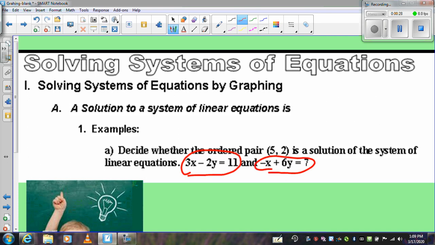So we have two equations here, and everything that we're going to be doing for our purposes will be two equations with two variables, most likely x and y. When we solve them, we are looking for a solution. Now the solution to the system is an ordered pair that works in both equations. An ordered pair that works in both equations.